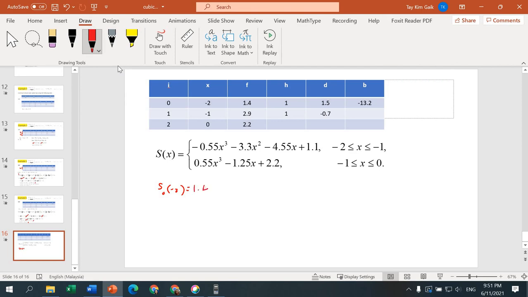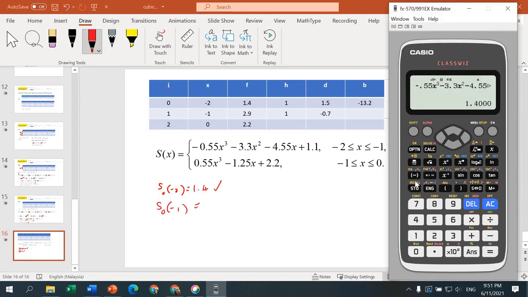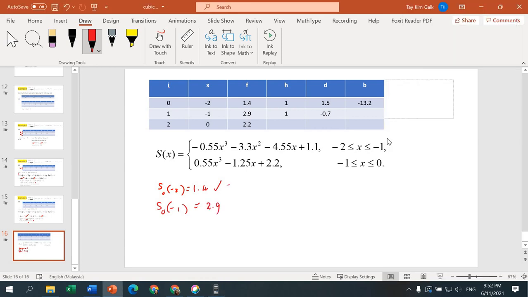When x is negative 2, I should get 1.4. I get 1.4, correct. You can calculate S naught at negative 1. When x is negative 1, you get 2.9, which equals F at negative 1.